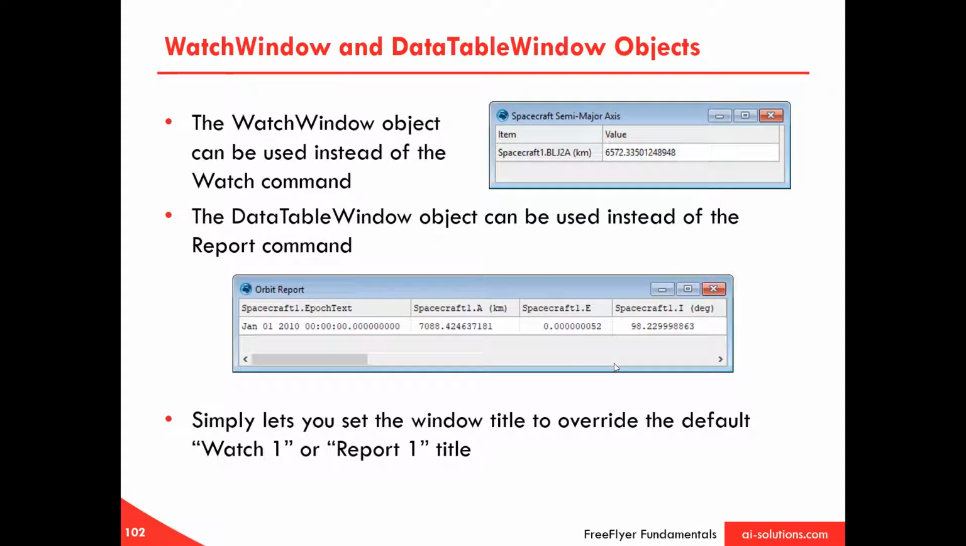The Watch Window object and the Data Table Window object can be used in place of the Watch command or the Report command. The only real benefit that you get from using these window objects instead of the commands is that you're able to set the title for the window so that it doesn't simply show Watch 1 or Report 1 for the window title.